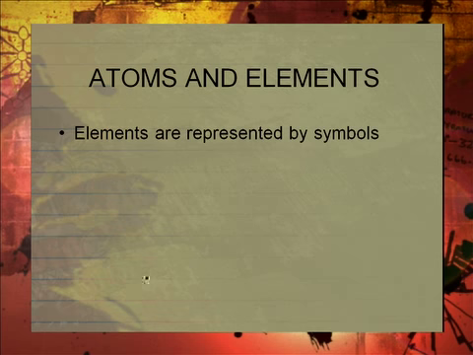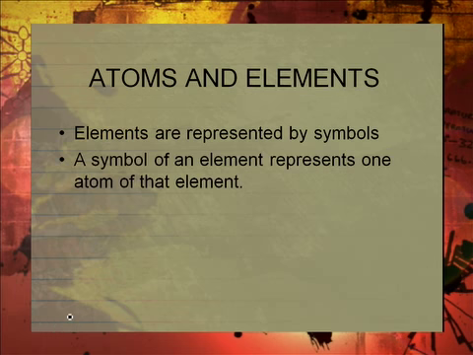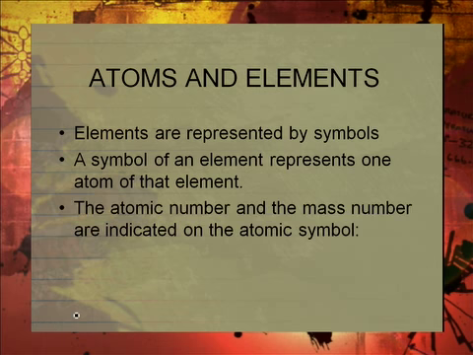Now, atomic structure, and we're looking at atoms and elements. What are elements? Well, we know that elements are represented by symbols. These symbols of elements will represent an atom of that element. So when we see one symbol of that element, we know that it is representing one atom. The atomic number and the mass number are indicated on the atomic symbol.